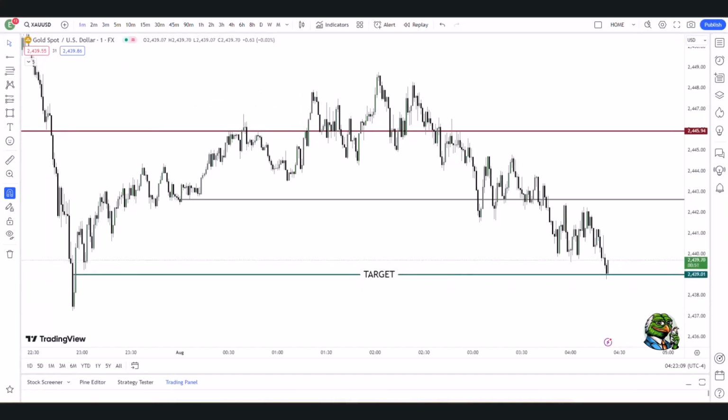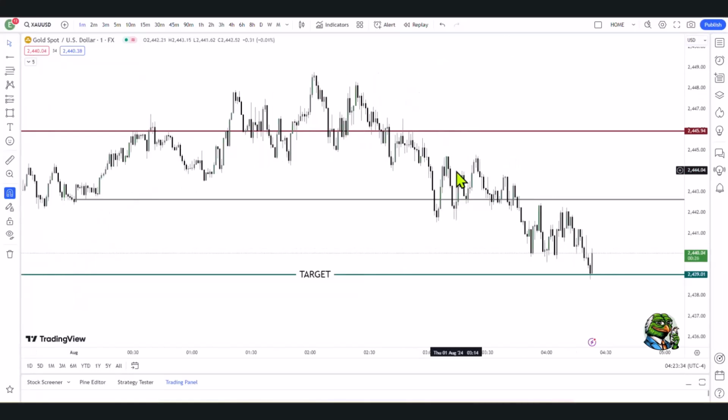Okay, we have received the target. We've come down to the level that I wanted to come down to. Let's very quickly talk about this trade. Just to recap, we entered at 3 a.m., and we entered on the basis of, one, we are high time frame bearish. Look at my previous video to understand why I'm high time frame bearish.